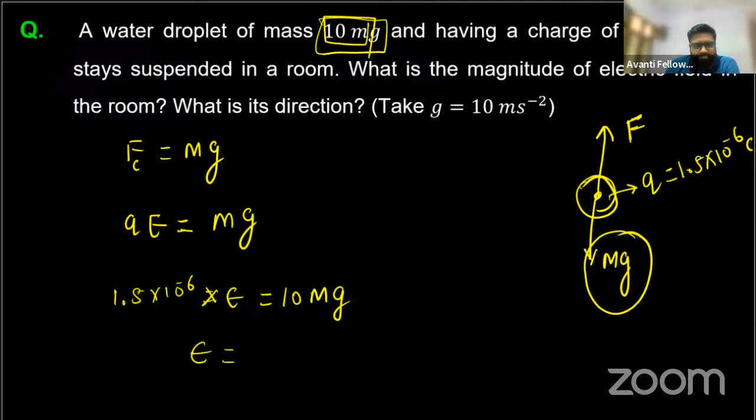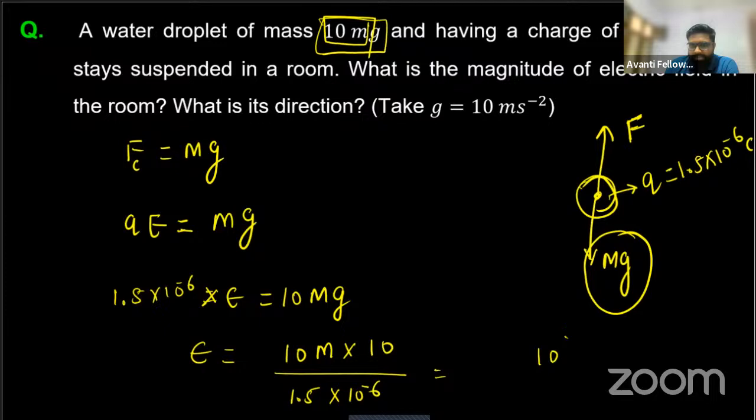Electric field will become 10 m into 10. The value of g we have also put, 1.5 into 10 raised to the power minus 6. Now this 6 will go up. This 10 into 10 will become 100, or 10 raised to the power 2 plus 10 raised to the power 6. It will become 10 raised to the power 8, and it will become m upon 1.5. Okay. Now whatever the value of mass is given to you, you can now calculate it and easily do this. Okay.